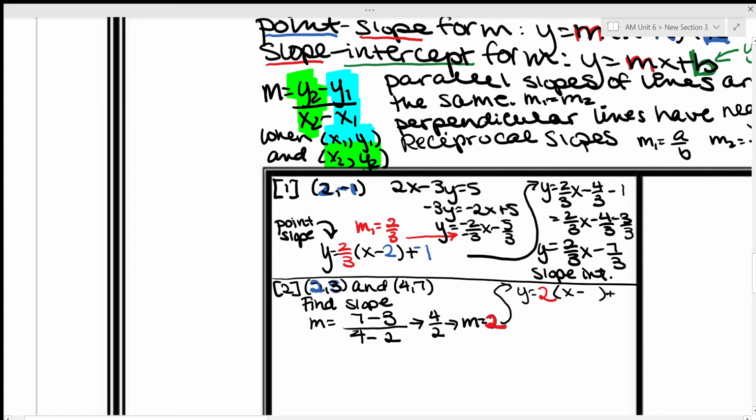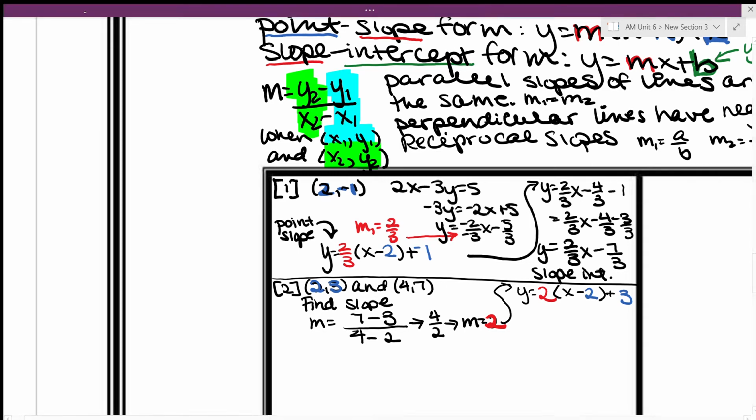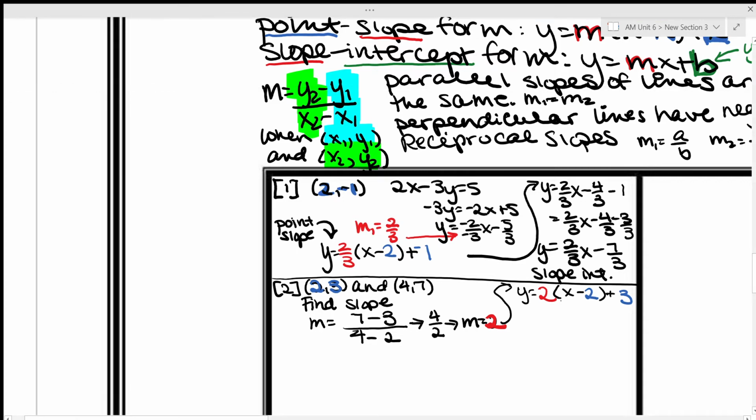2 and 3. I'm going to plug that one in. In my other class, we plugged in the 4 and 7. Okay, so if you want to plug in the other one just to show, you can plug in the other one. It really doesn't matter.